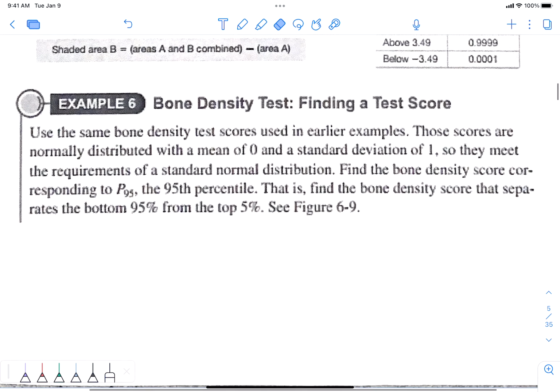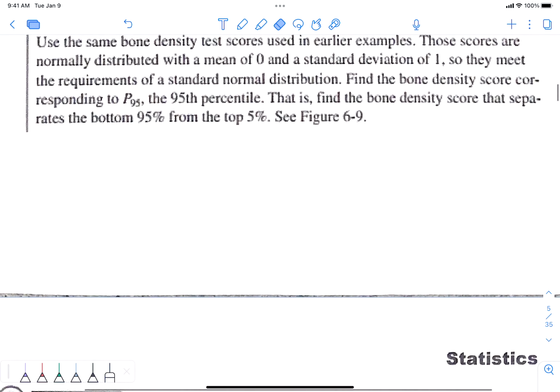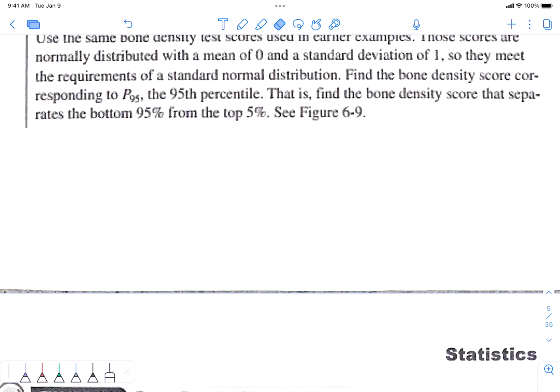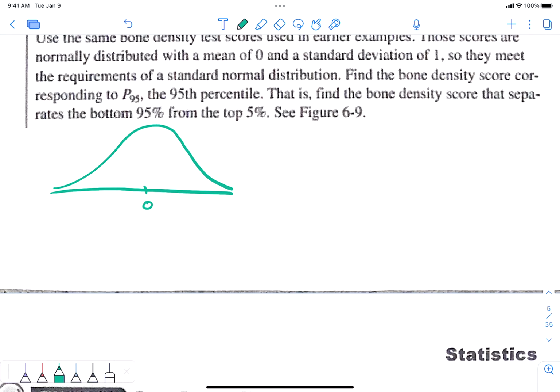Okay, let's go to this one. This one's a really, really good one. Example 6, bone density test, finding a test score. Okay, use the same bone density test scores used in earlier examples. Those scores are normally distributed with a mean of 0 and a standard deviation of 1 so that they meet the requirements. Here we go. Draw your bell curve. Here's where 0 lives. Okay, find the bone density score that corresponds to the 95th percentile.